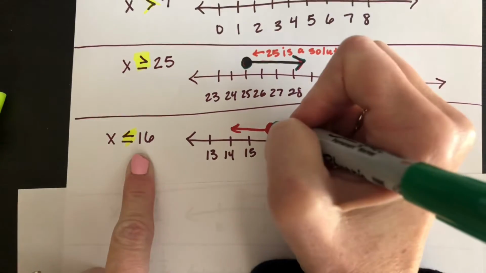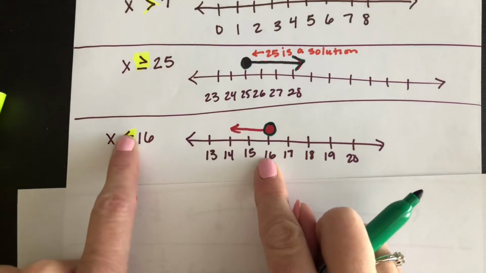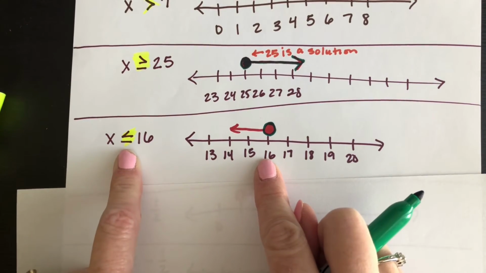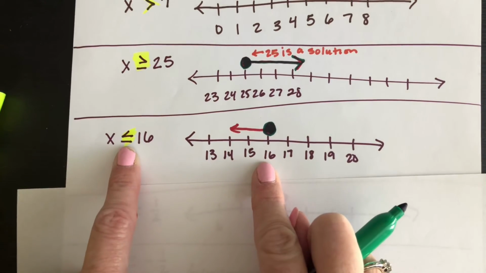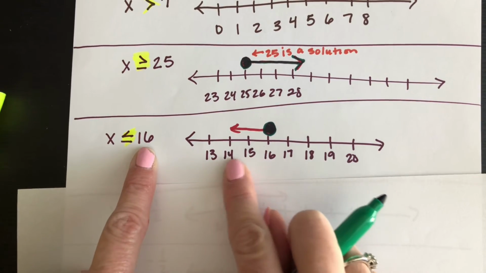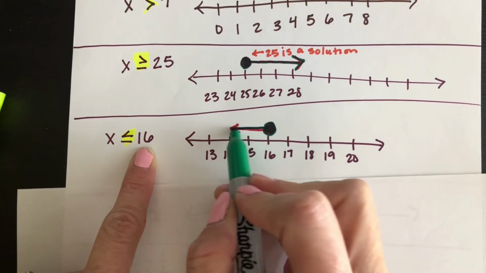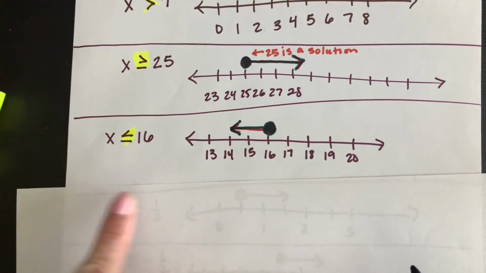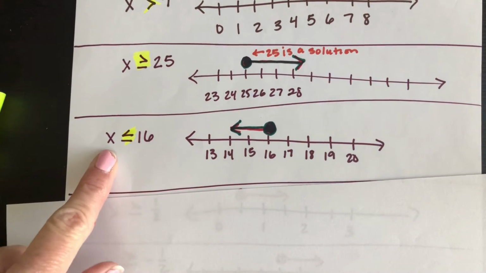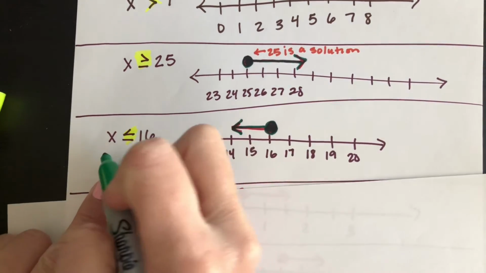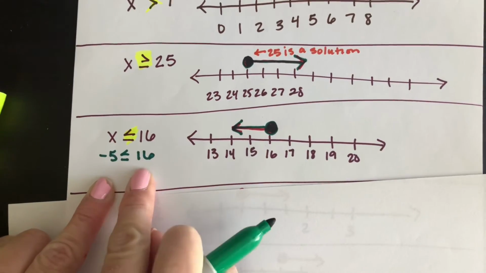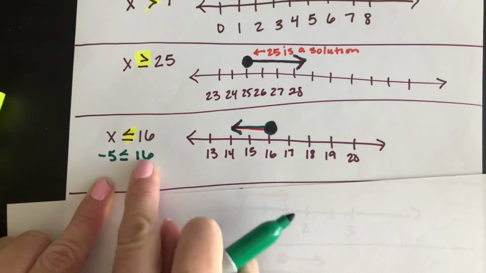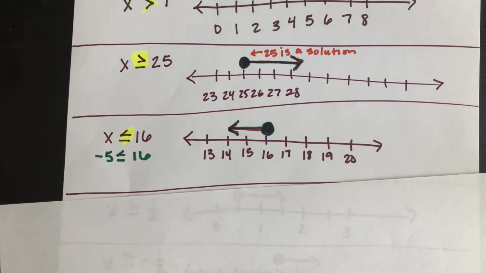Since my number is 16, I'm going to put a circle on 16. It's less than or equal to, not greater than, so it's less than or equal to 16. And since it's equal to, I'm going to shade it in because 16 is included in the solution. So x is less than or equal to 16, and my value can be anything 16 and less. I could plug in 14, I could plug in 12, I could plug in -5. -5 is less than or equal to 16. You could plug in whatever you wanted to make that true.